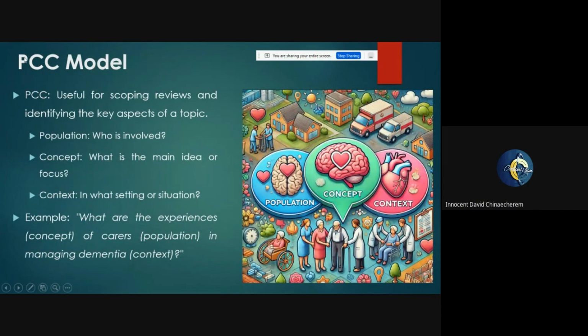So moving ahead, we have the PCC model. Now the PCC model is a model that is used widely for scoping reviews, right? We use the PCC model widely for what? Scoping reviews. So it's just the same thing. I'm going to also show an example with that. It's useful for scoping reviews and identifying the key aspects of the topic. So population is who is involved. Concept is what is the main idea and focus. Context can be used for what setting or what's the situation.